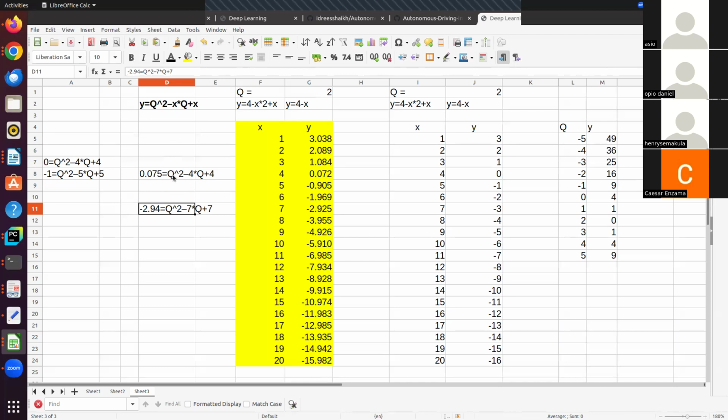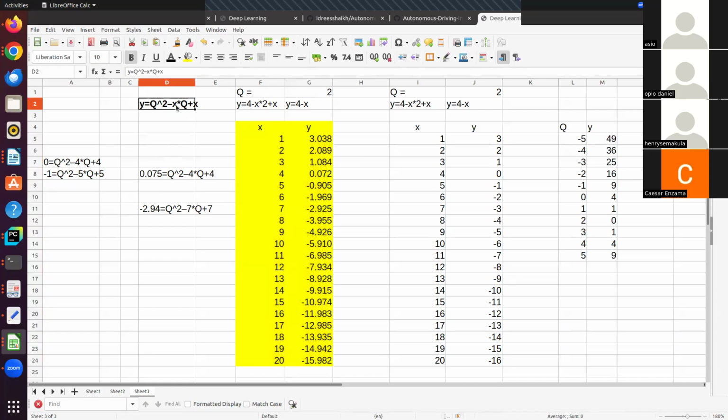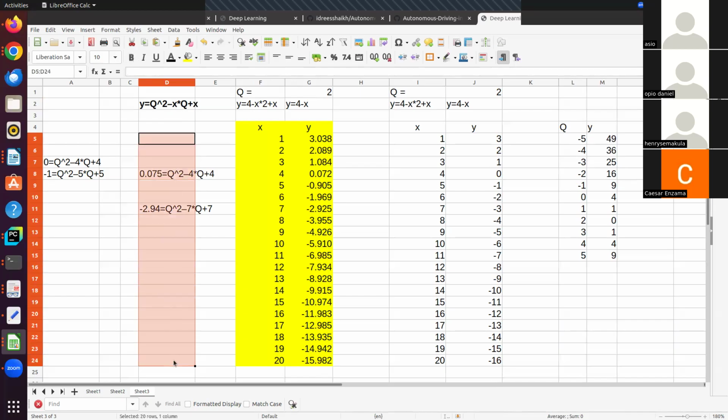Okay, guys? So in other words, I take every sample, plug the X and the Y into this equation, solve for the Q, and from those Q's, I can take the average. That's one way you can do it. And that will be an okay way, but there's a little more sophisticated way of doing it.